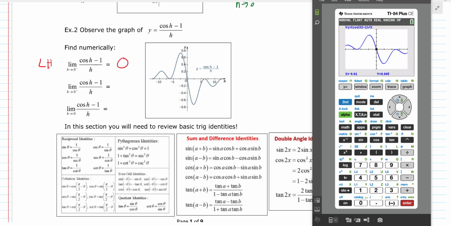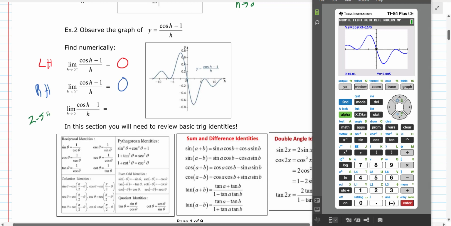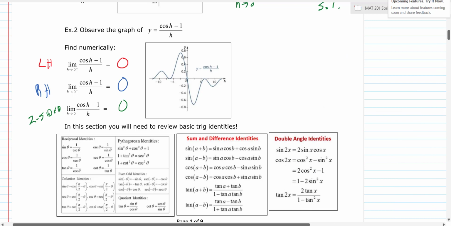And then the same thing would happen with your right-hand limit. Trace a number just a little bit bigger than 1. That again is approaching 0. And then therefore the two-sided limit is also going to be approaching 0 like that. So we're just going to do that numerically. So we have these two limits now, and they're going to be useful when we're doing our derivatives then.